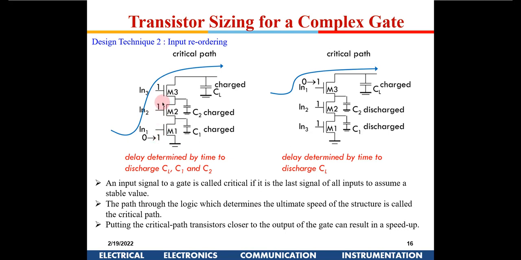In the first lecture, I showed there will be a critical path, right? The critical path means that particular path which has the maximum delay, right? So that is correct. That is what I'm saying.